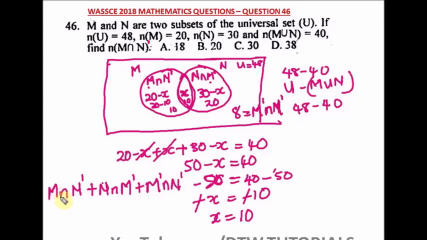Okay, and what is M intersection N complement? This will give us 20 minus 10, which is 10. That is X, plus what is N intersection M complement? It is 20. Plus, what is M complement intersection N complement? That will give us 8. So we have 10 plus 20, which is 30, and 30 plus 8 will give us 38. So this is our answer, and our right option here is option D.